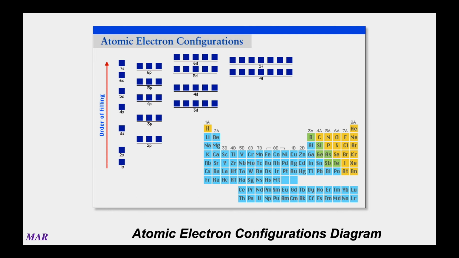So on the left-hand side, it says order of filling. That's really the energy distributions here, how we go. 1s is always the first in, 2s is next, 2p, 3s, 3p, 4s again before the 3d like we talked about earlier, but then 4p, 5s, etc., etc. We're going to use these to figure out the atomic electron configurations of atoms.